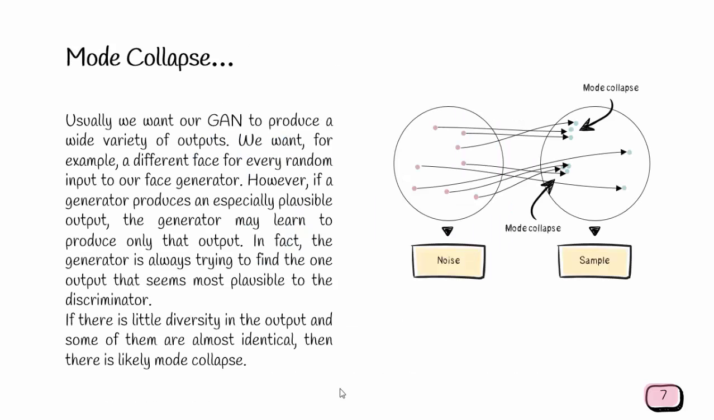What is mode collapse? Mode collapse is one of the controversial issues of GAN. Usually, we want our GAN to produce a wide variety of outputs.